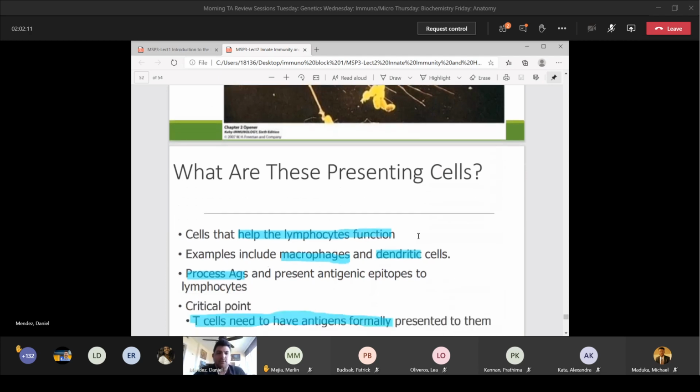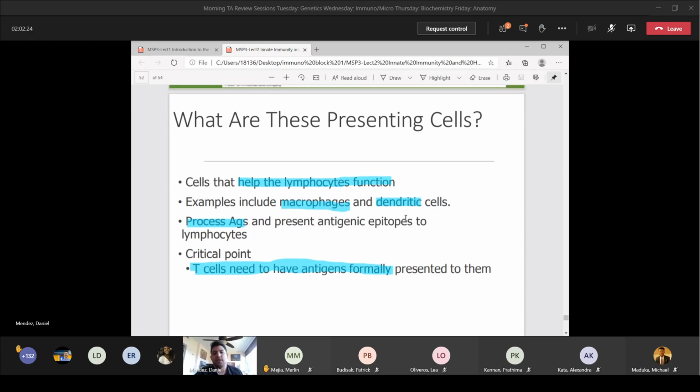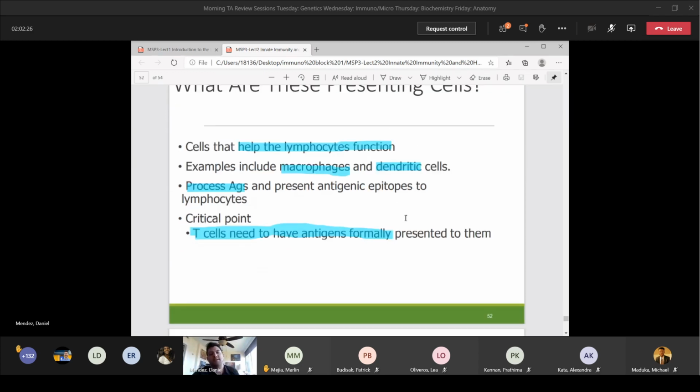So antigen presenting cells, these are also known as APCs. They're going to be referenced a lot as an APC. It's macrophages and dendritic cells. Macrophages and dendritic cells are the ones that, like we've been talking about, break down the antigen into small pieces, and then present it to the T cell.